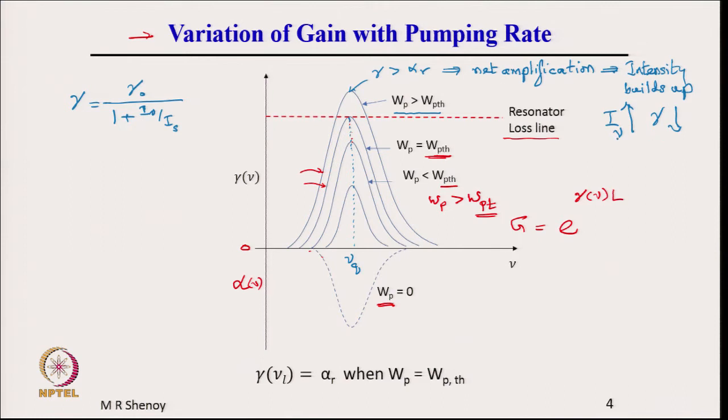Why does I nu increase? I nu increases because gamma is greater than alpha r, and therefore gamma decreases, which means the gain curve which is here will be pulled down. Gamma decreases because intensity increases, which means the gain curve is pulled down. So, note that at threshold gamma of nu is equal to alpha r, but if the pumping rate goes beyond the threshold pumping rate, gain temporarily increases, but then it is pulled back.